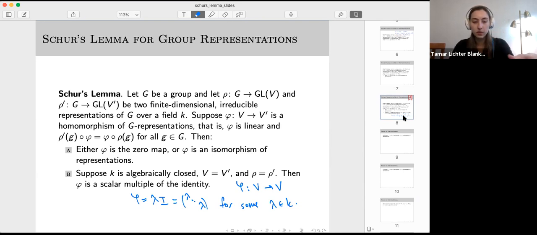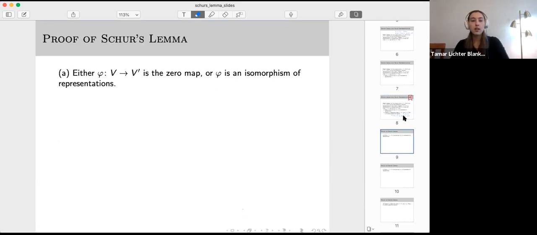All right, so this is the statement of Schur's lemma, and now for the proof. By the way, I'm going to do most of this with slides, which I'm just going to be writing on. But I thought this proof I would do by hand because it's nice and it's short.